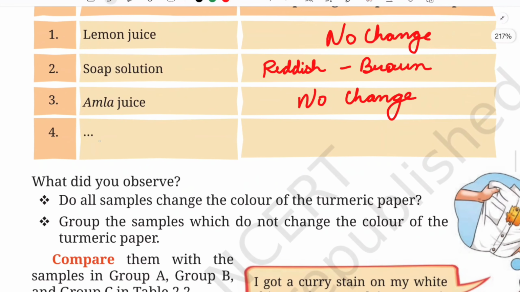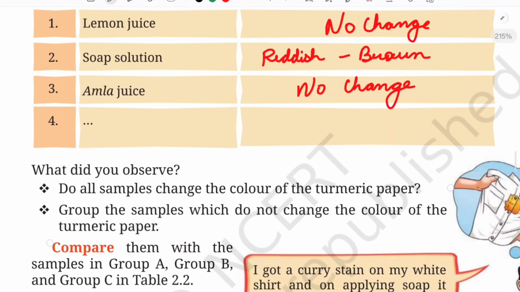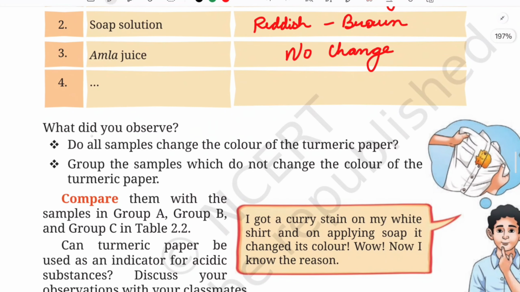So next, what you can write here, suppose washing powder. If I write washing powder here, what will be the result? There will be a change, that is, reddish brown color. That is because washing powder is also a base, isn't it? It was a basic substance. So here, what did we observe? Do all samples change the color of the turmeric paper? What is your answer? No, isn't it?